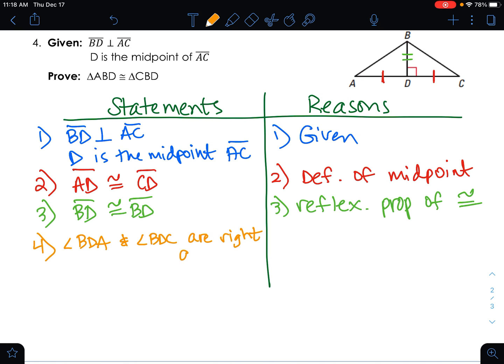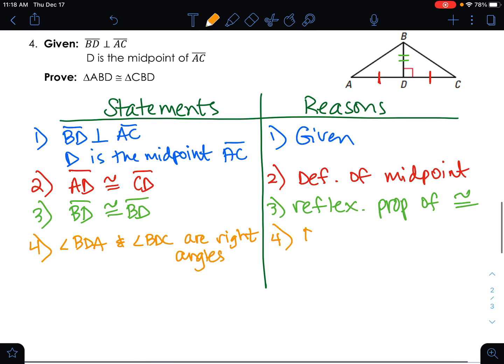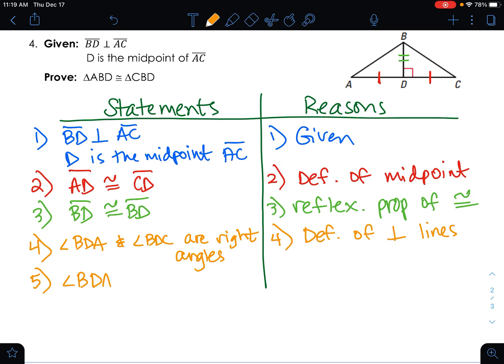Let me make that a little bit more legible. And I know that because I know that the perpendicular lines by definition make right angles. So this is a definition of perpendicular lines. Now, I still haven't said that they're equal. So we had a theorem that said that all right angles are congruent. It was called the right angle congruence theorem. So I'm going to say step 5, I'm going to now say that these two angles are congruent. So I'm going to say angle BDA is congruent to angle BDC.